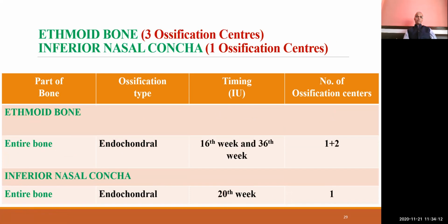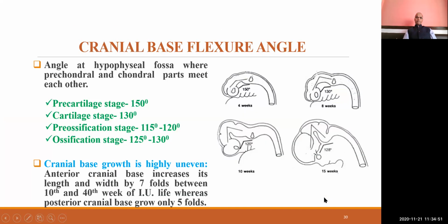The ethmoid bone has 3 ossification centers, and the inferior nasal concha has only 1 ossification center. The entire ethmoid bone is formed by the endochondral method of bone formation. It is formed at the 16th week and 36th week of intrauterine life. It has 1 plus 2 ossification centers. Whereas the inferior nasal concha, the entire bone is formed by the endochondral method at the 20th week of intrauterine life and has 1 ossification center.